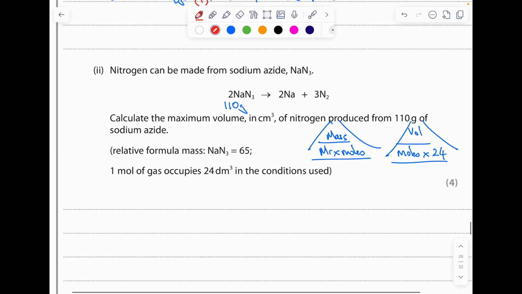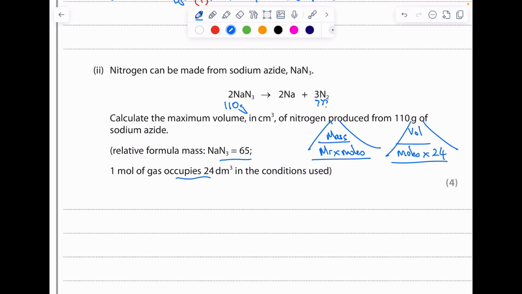Next one is a calculation. So let's have a quick look at this one. What I like to do with these, and I advise you to do the same, is transfer the information that's written into the equation so we can see what we're trying to do. So I can see here, we calculate the maximum volume of nitrogen. So I'm just going to put some little question marks underneath nitrogen because that's what I need to find. That's produced from 110 grams of this sodium azide. And we're told the relative formula mass is 65. I'm also told that 1 mole of any gas occupies 24 decimeters cubed.